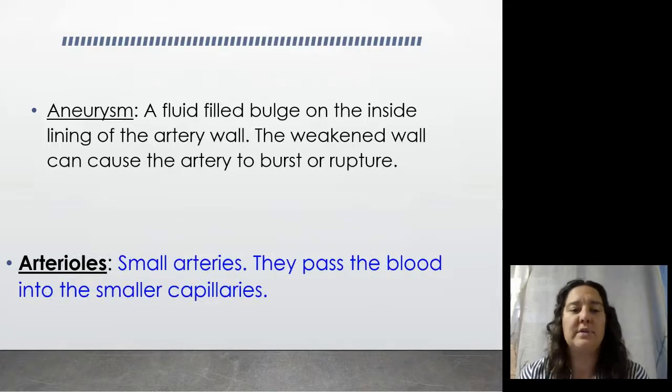An artery can also experience an aneurysm, which is a fluid-filled bulge on the inside lining of an arterial wall. And this weakened wall can cause an artery to burst or rupture, leading to a bleed. And this can occur in your brain, which would be very serious. When our arteries get smaller, they're known as arterioles. And then from the arterioles, blood is going to flow into the smaller capillaries.